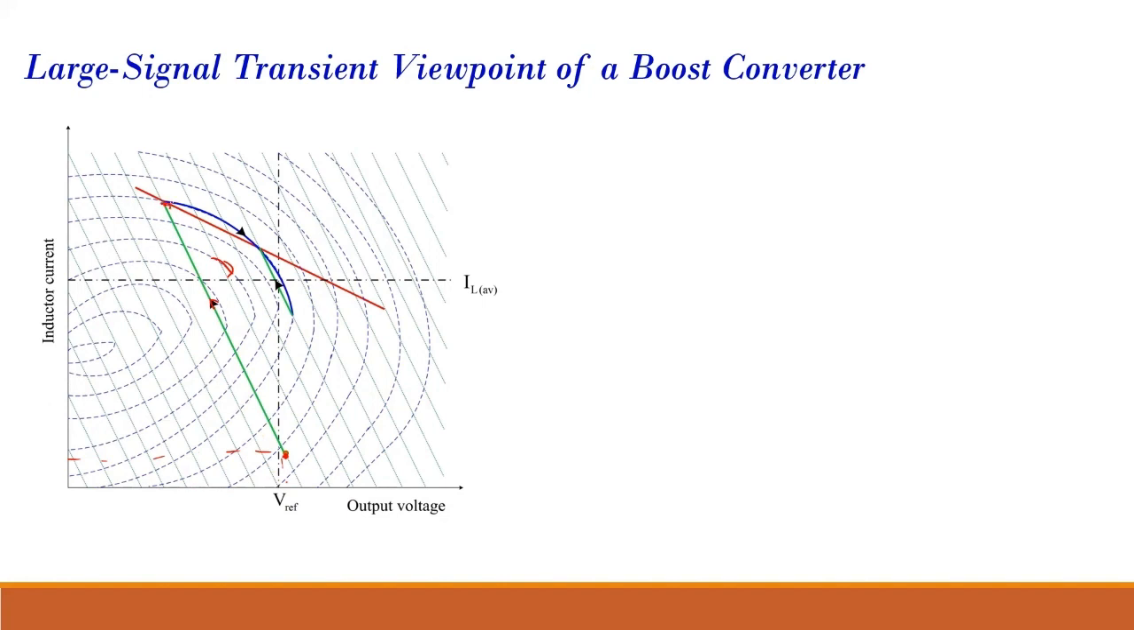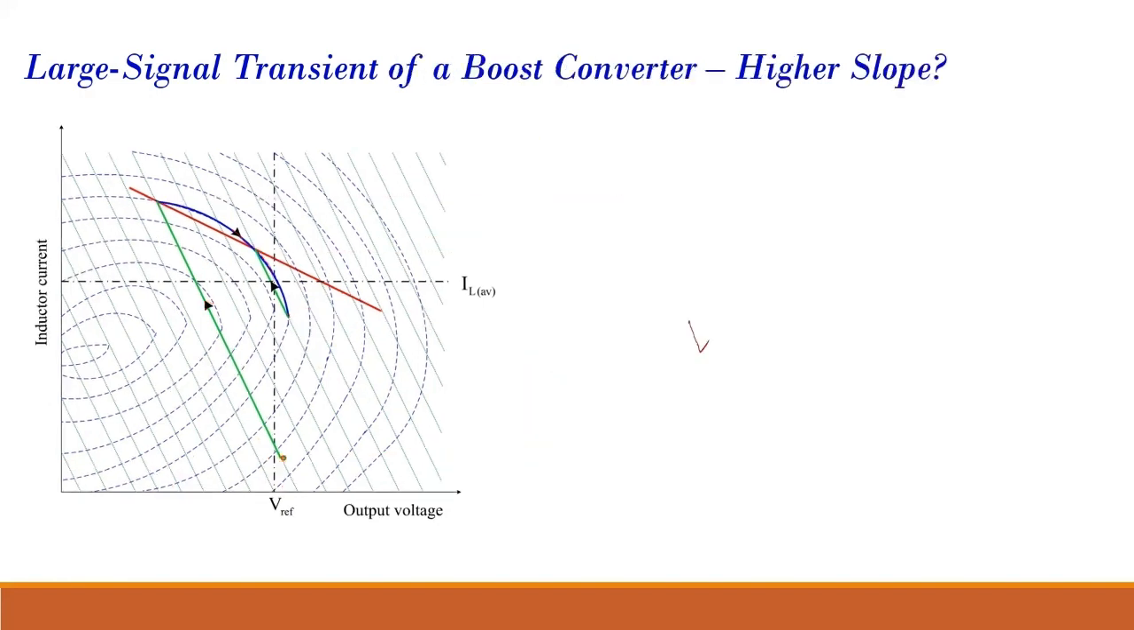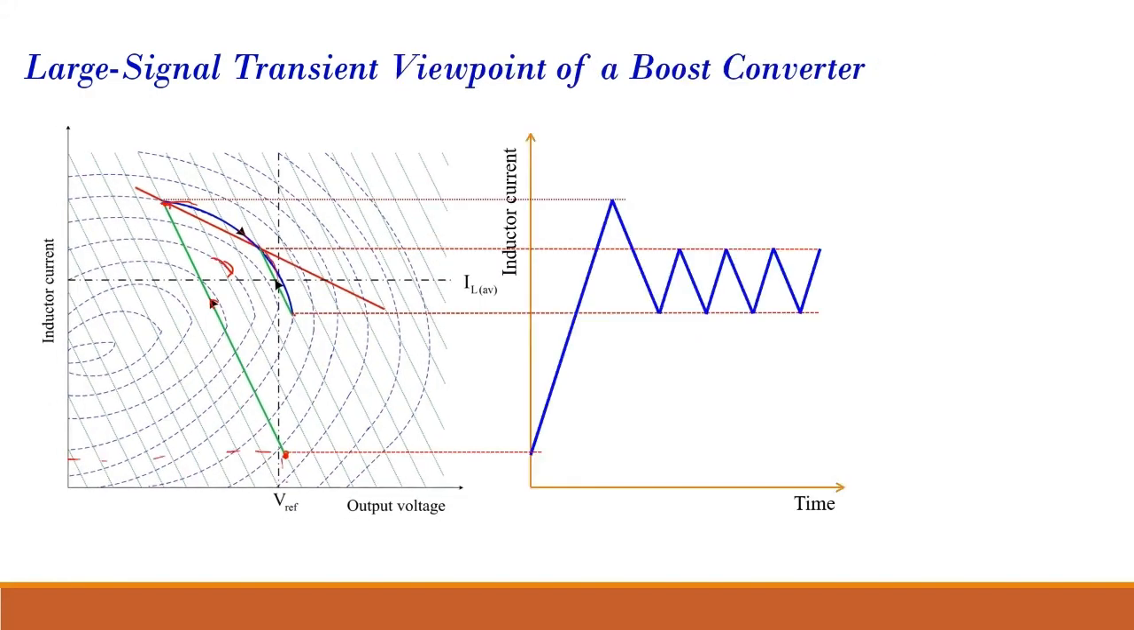Then it reaches the switching boundary, the switch is turned off, and the trajectory follows like this and comes over here. Right? So this is the waveform trajectory viewpoint for a load step up. It is shown like this.